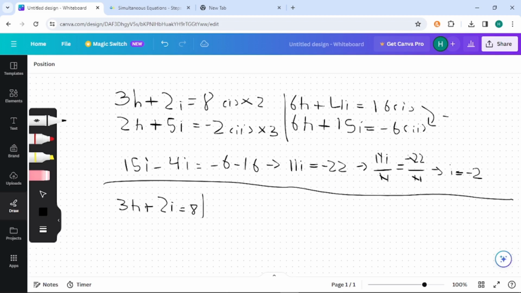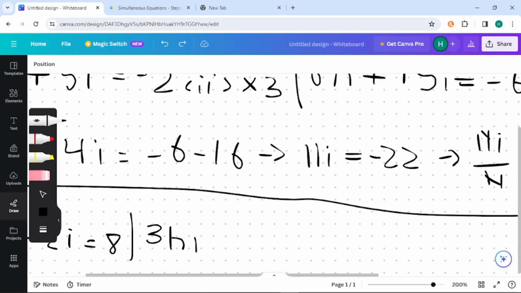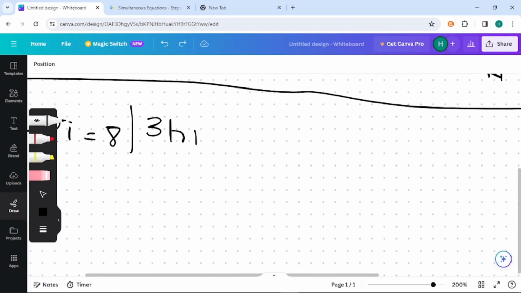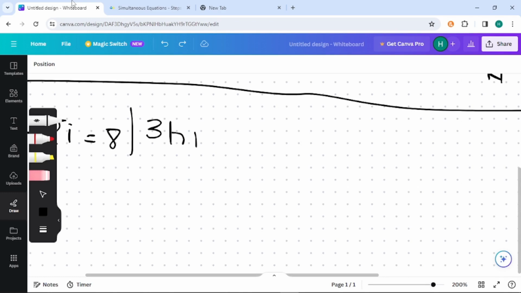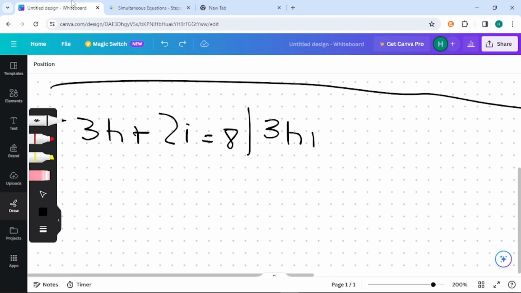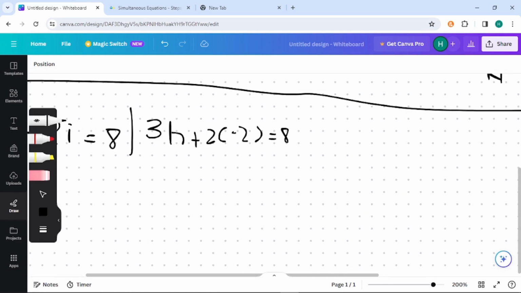So this is going to turn into 3h plus 2 times -2 equals 8, which will then turn into 3h minus 4 equals 8.